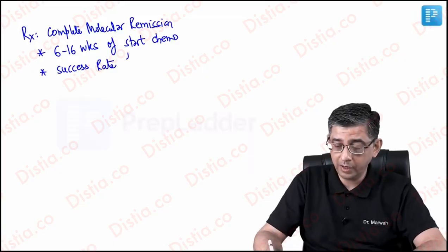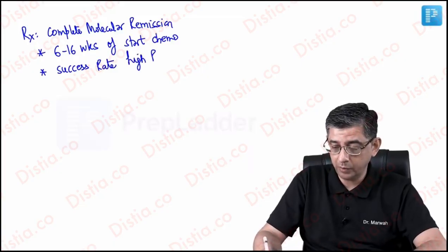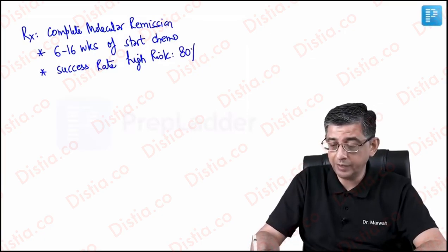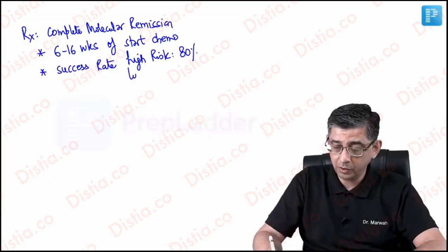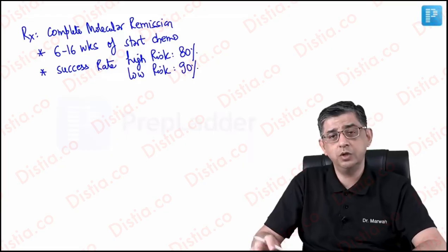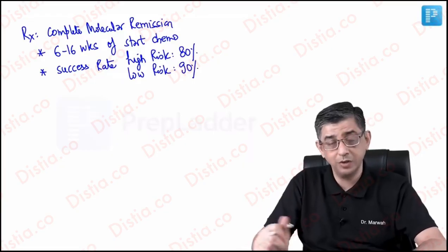For a high risk patient with the abnormal cytogenetics that I had described, the success rate is to the tune of 80%. But if it's gonna be a low risk patient, like a child between 1 to 9 years of age, the success rate of achieving complete molecular remission is to the tune of 90%, obviously, because he's a low risk patient.